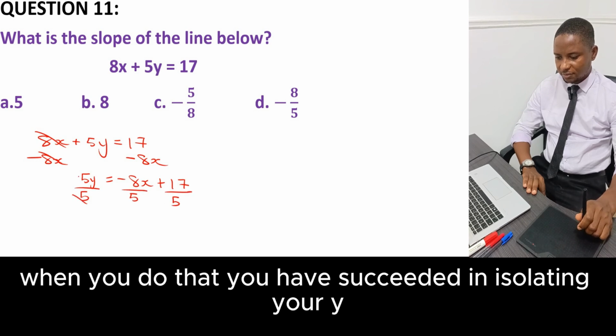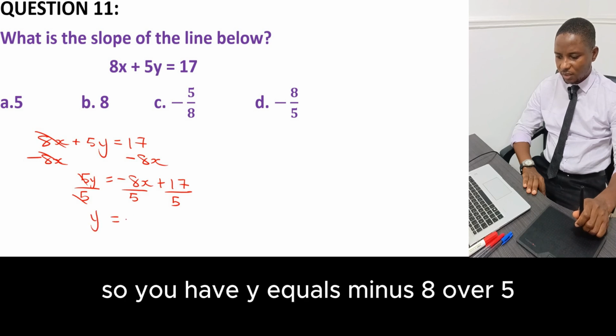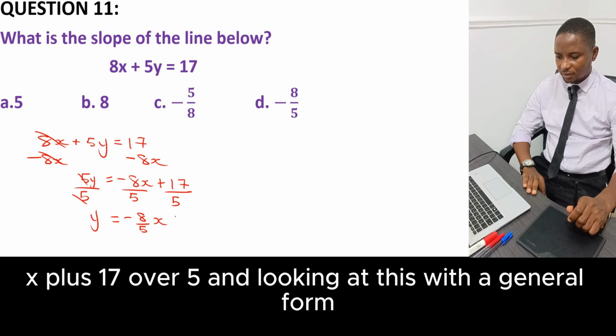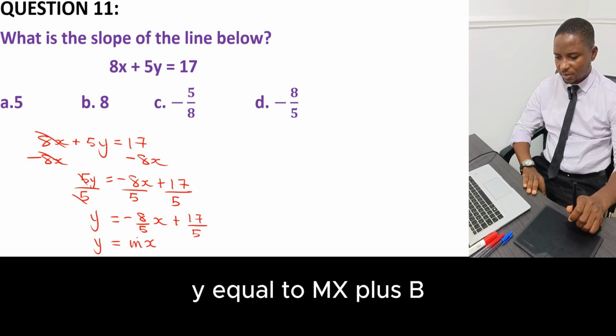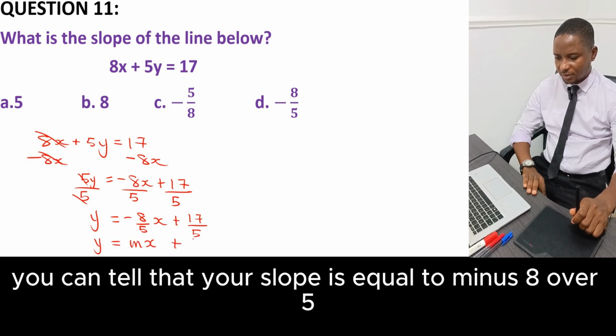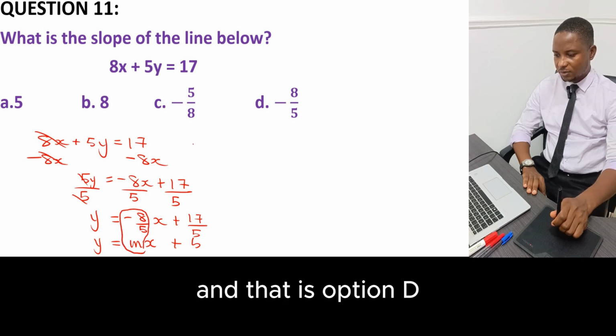When you do that, you have succeeded in isolating your y. So you have y equal to minus 8 over 5 x plus 17 over 5. And looking at this with the general form y equal to mx plus b, you can tell that your slope is equal to minus 8 over 5. And that's option D.